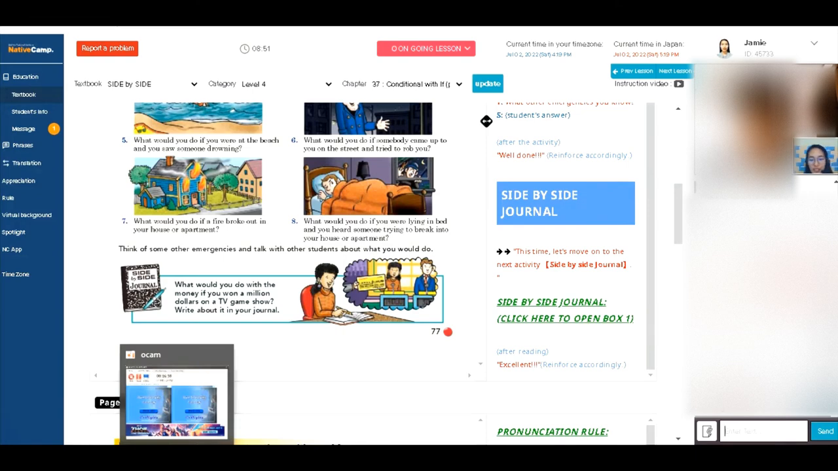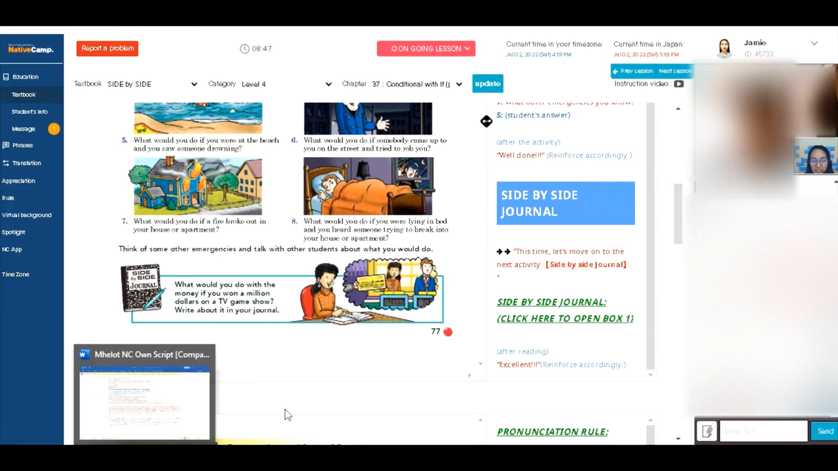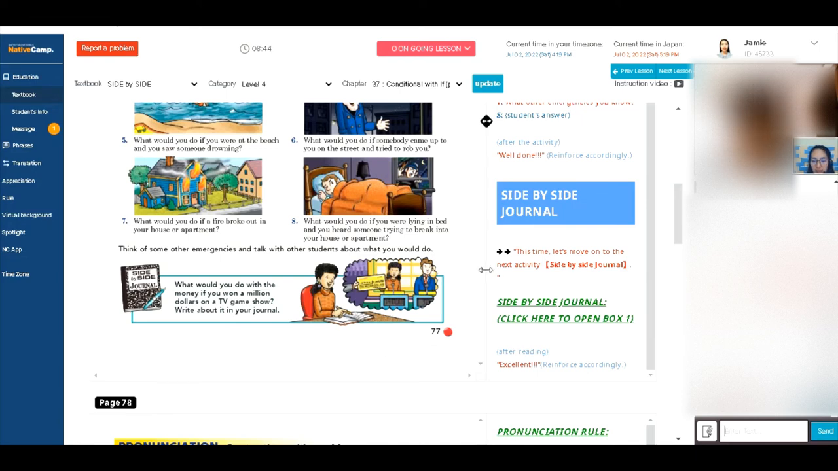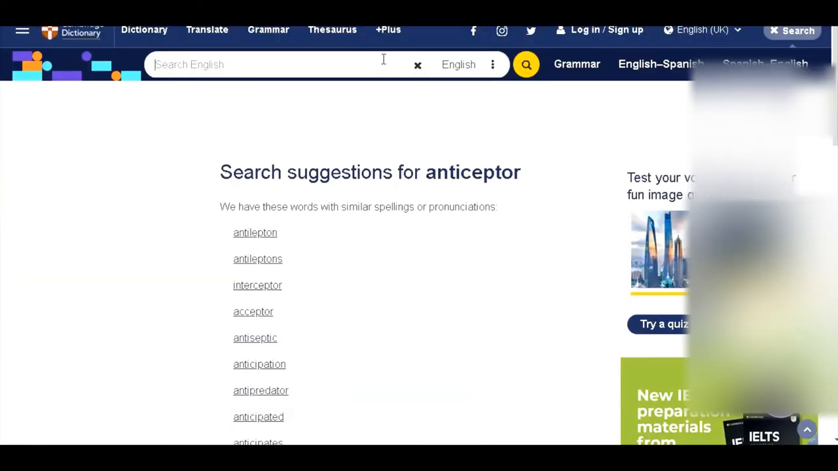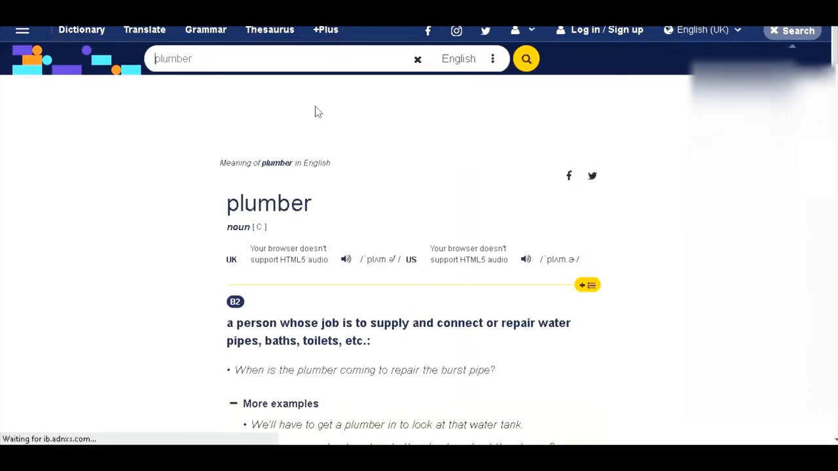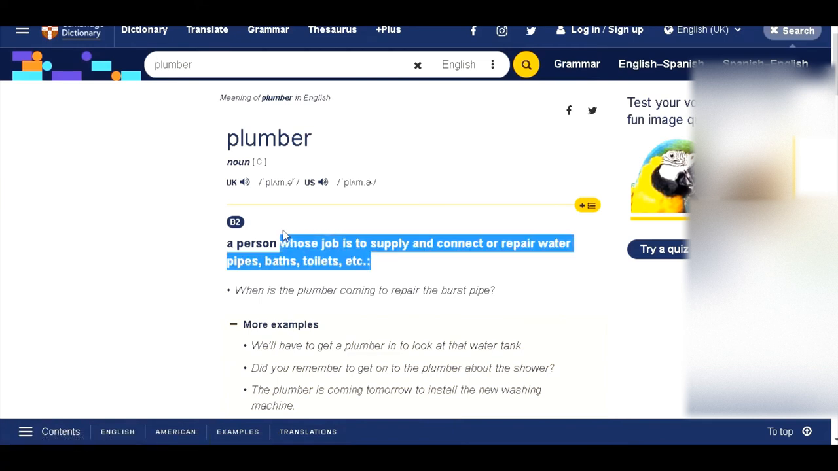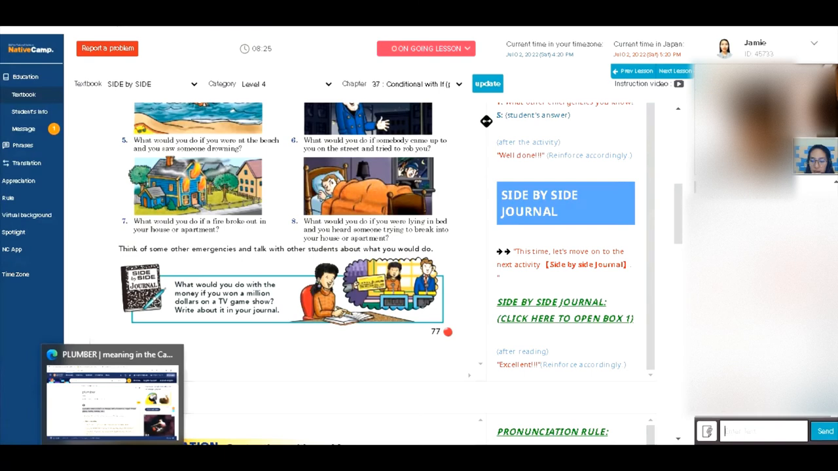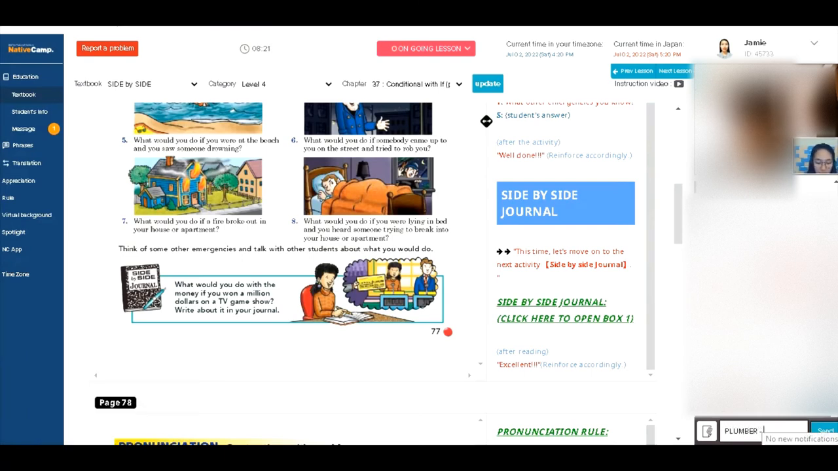Maybe you will call a plumber. The one who's fixing the toilet. Plumber. Do you know what is a plumber? I don't know. So I will send you the meaning. Okay, let me just type. Plumber: a person who repairs toilets, pipes, water. Okay, so you understand now? Yeah, I got it.